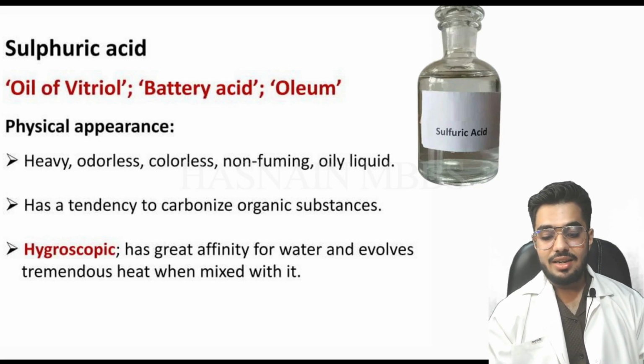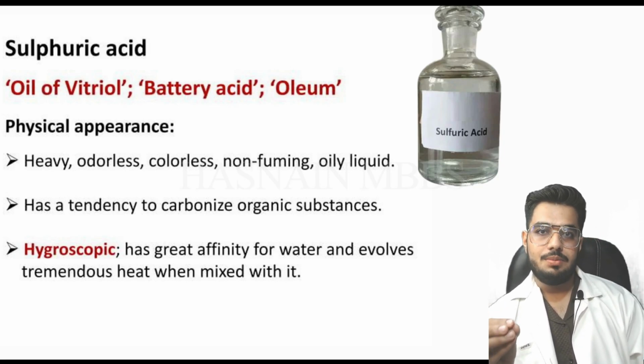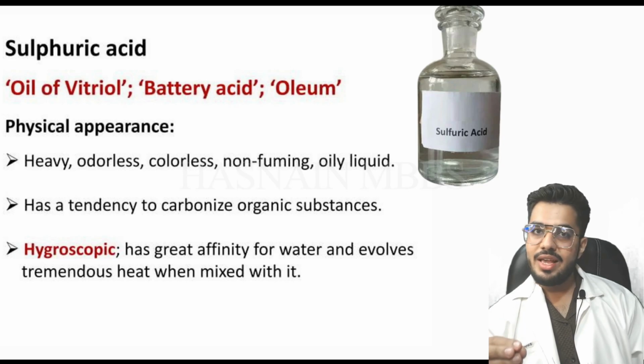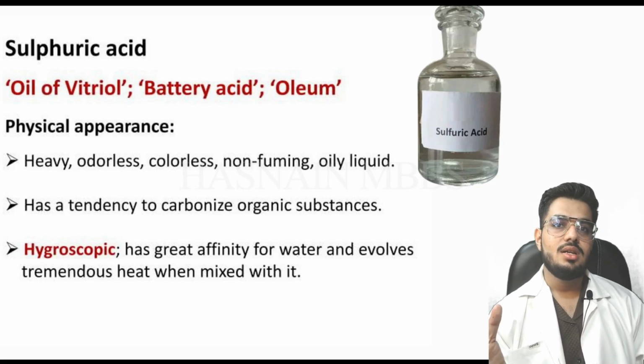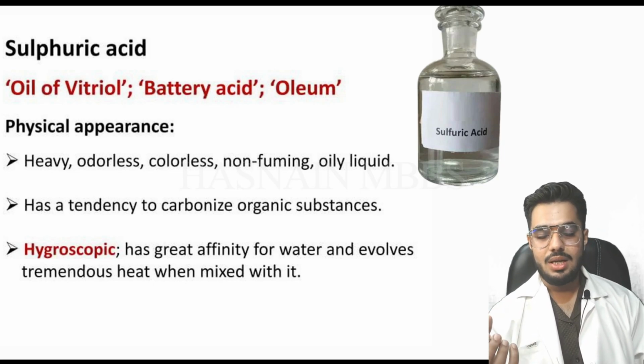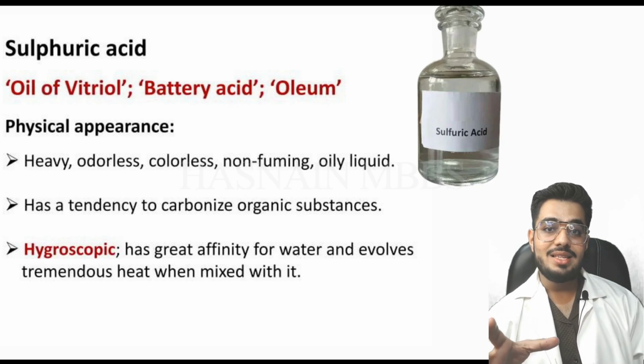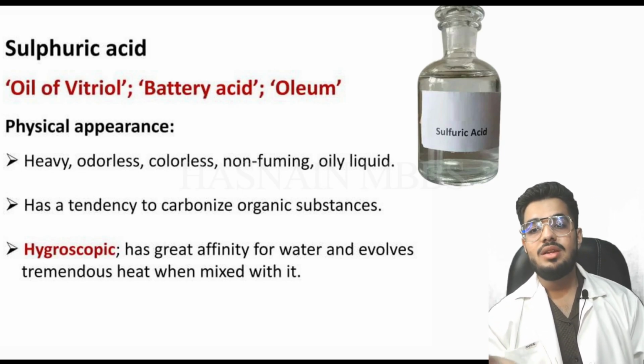It has a tendency to carbonize organic substances. When sulfuric acid comes in contact with an organic substance, it will carbonize and char it. The substance will become black. It's hygroscopic and has a higher affinity for water, and there will be tremendous heat when it mixes with it.